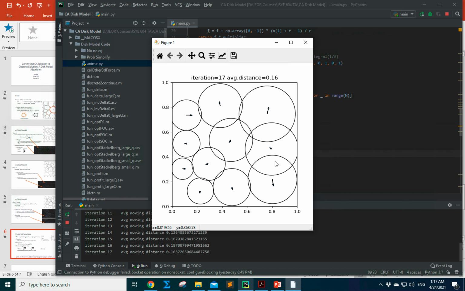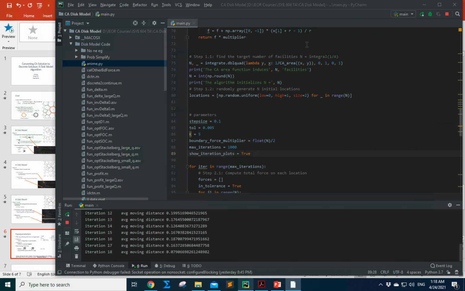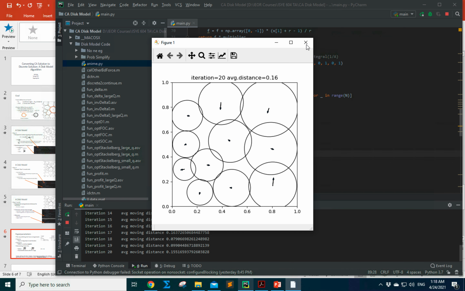In this way, we have our facility locations allocated on the entire region according to our CA solution. Always remember the area of this circle is defined by A of x. Given the coordinates of this point, I compute the area A of x and draw the circle. A of x in this example is defined somehow smaller here in the bottom left and larger on the top right in this square. And if I keep running this algorithm, you will reach a better distribution of the locations.